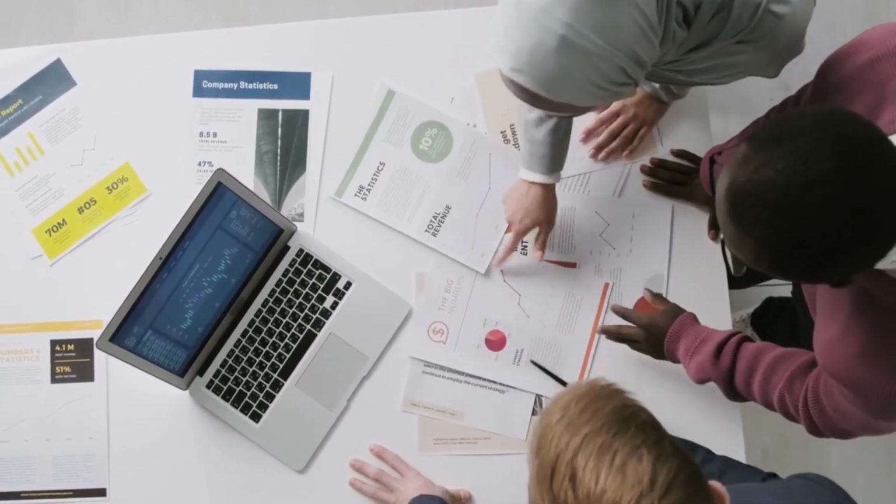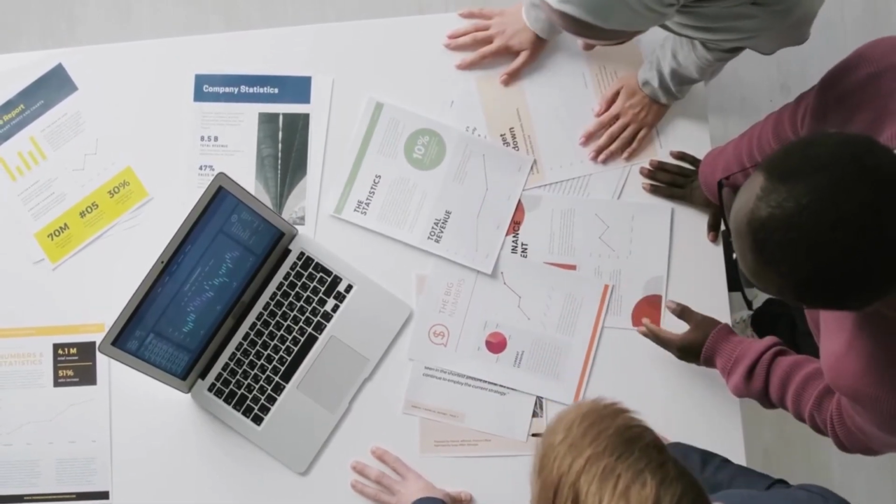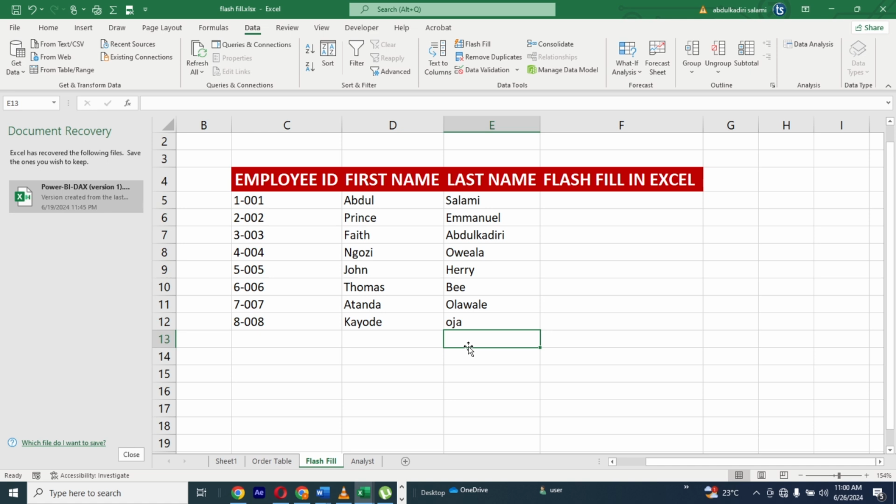First, let's talk about number 1, which is my favorite. It's called Flash Fill, okay? Flash Fill is available for your Excel 2013 or later version, okay? Now, Flash Fill automatically fills in values based on a pattern it recognizes in your data.